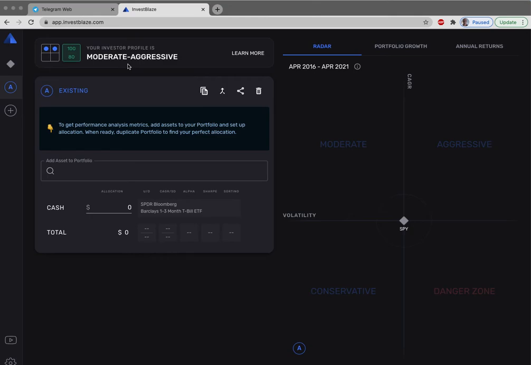I'll be moderately aggressive. And as you can see up here, it keeps it up here and it shows where I am. Now we'll talk about these quadrants later, but essentially the upper right hand quadrant, you can see on this radar screen, says you're an aggressive investor. And so if you see a stock that fits up here, it fits in the aggressive quadrant. If you go counterclockwise, this becomes moderate. Then down below, the lower left, you can see is conservative. And then over here is the danger zone.